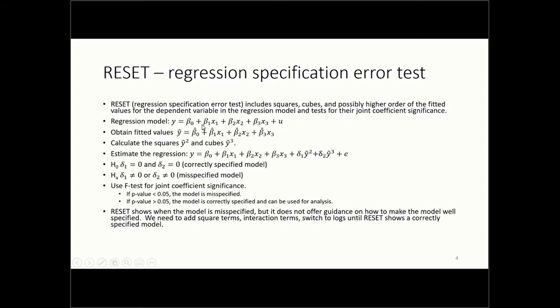If we have this as the regression model here, it could be any model with any number of independent variables or square terms or logs or anything like that, but I'm just giving you an example here. What we can do is obtain the fitted values, so we get the y hat, and then we can calculate the squares, y hat squared, and the cubes, y hat cubed. Now we can estimate the same regression model.